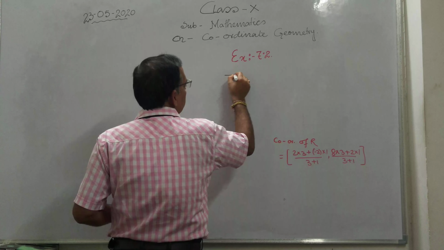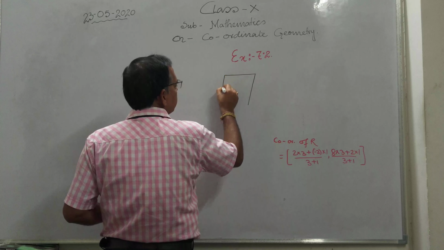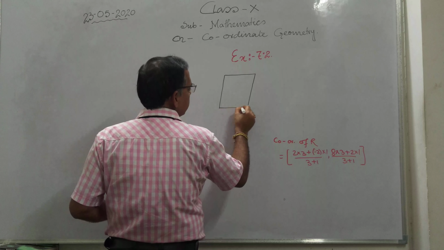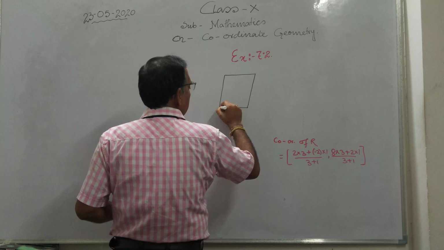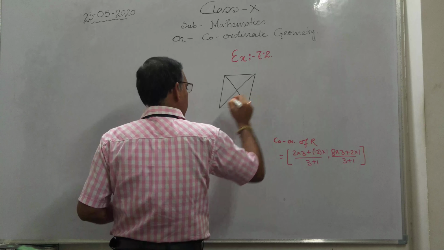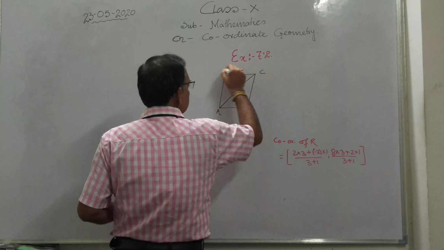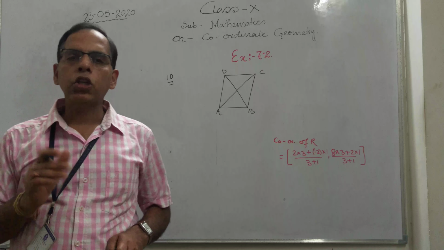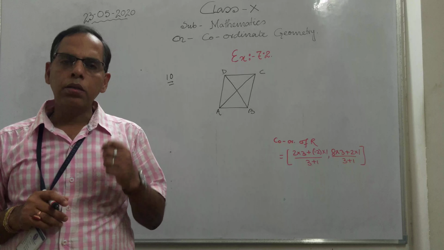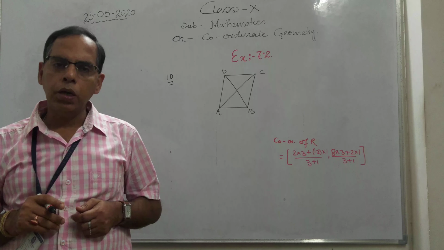First of all, draw a rhombus. Then draw diagonal 1 and diagonal 2. This is A, this is B, this is C, this is D. Now the point of intersection is not needed, because you have to find the area, and the area of the rhombus is half into d1 into d2.